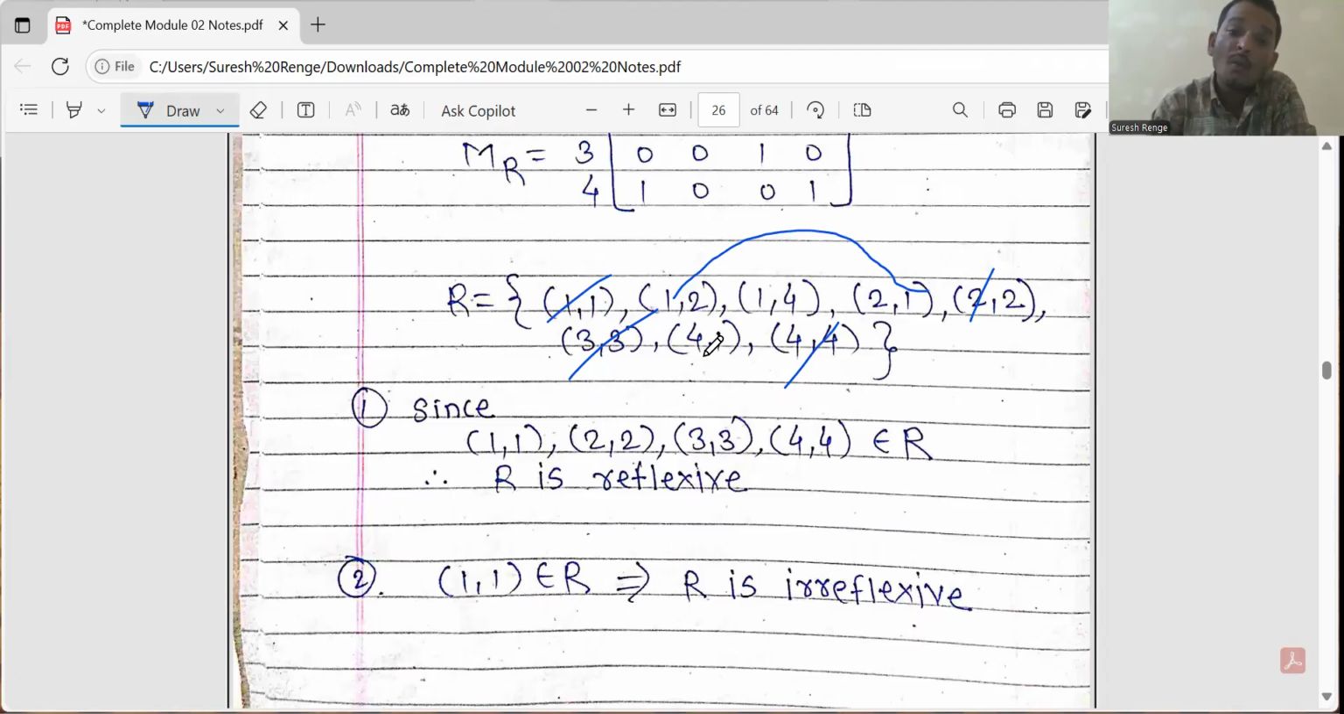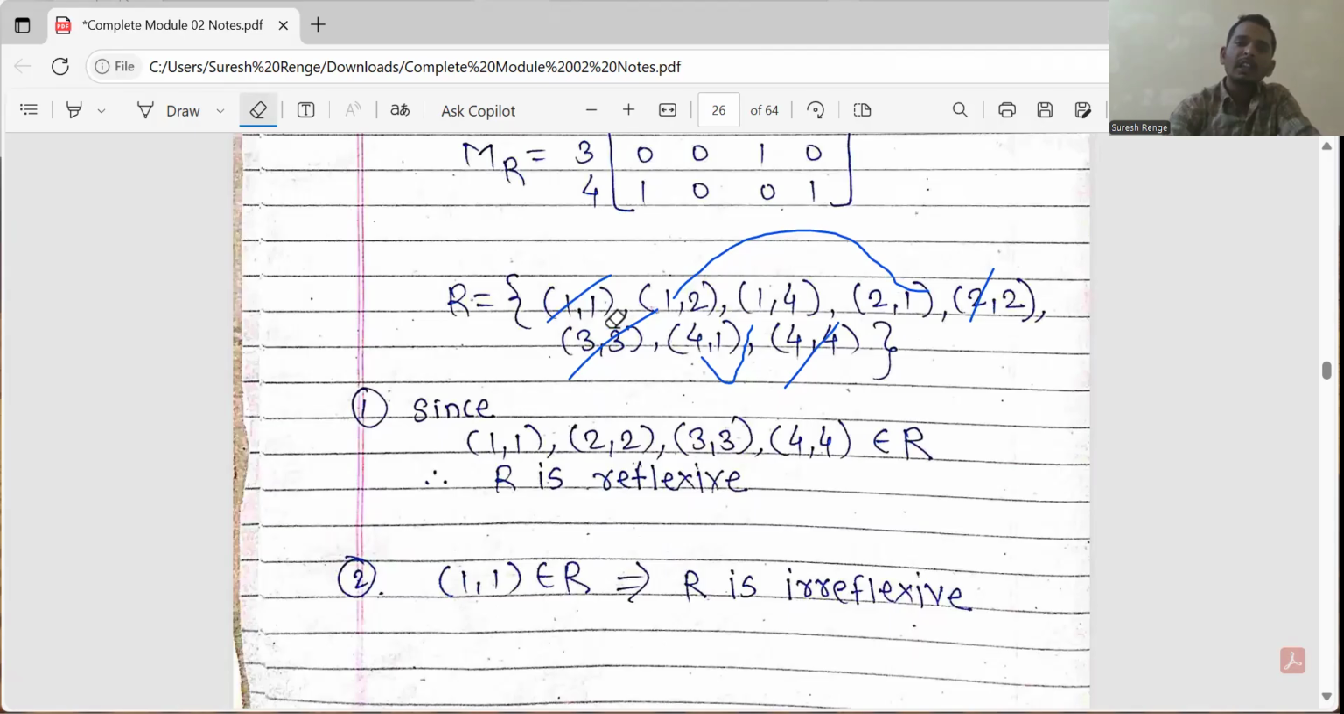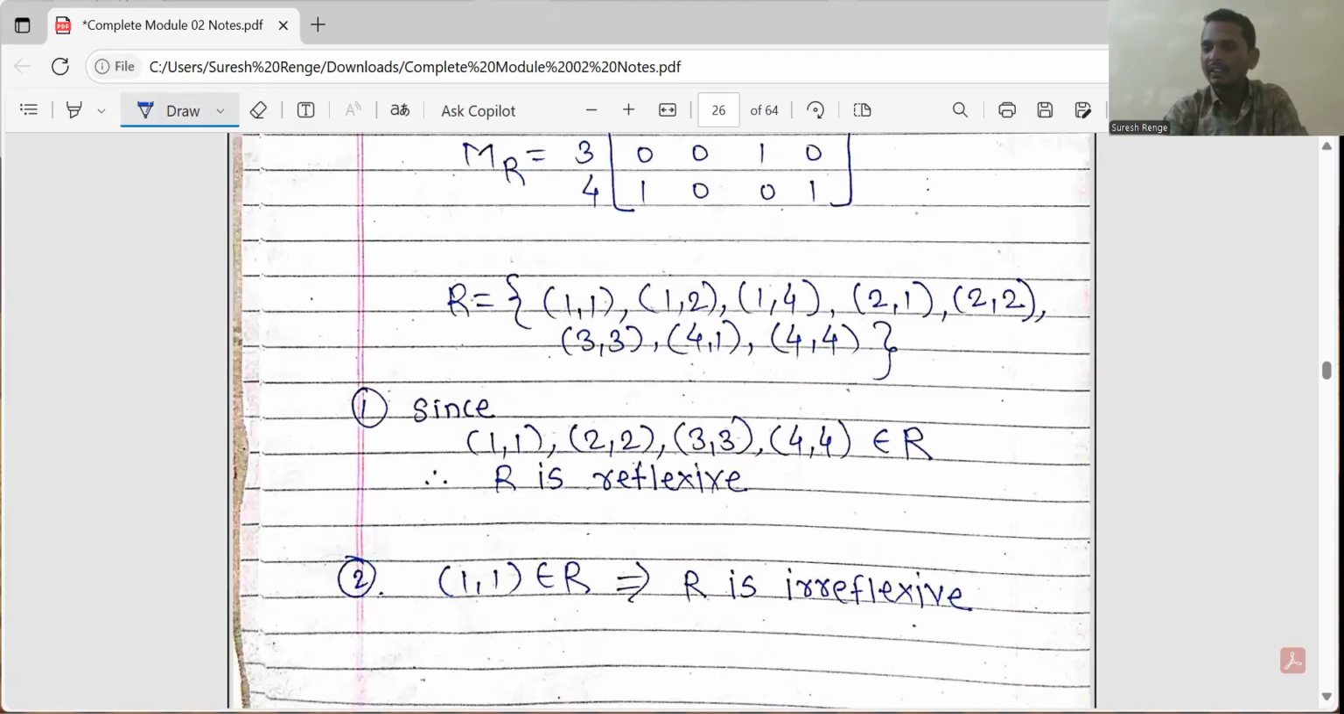Next element is (4, 1). (4, 1) and (1, 4) are also available in that relation. Means symmetric elements are available. The symmetric property gets satisfied. (1, 2) available, then (2, 1) also available. (1, 4) available, then (4, 1) also available. Therefore, the given relation is a symmetric relation.